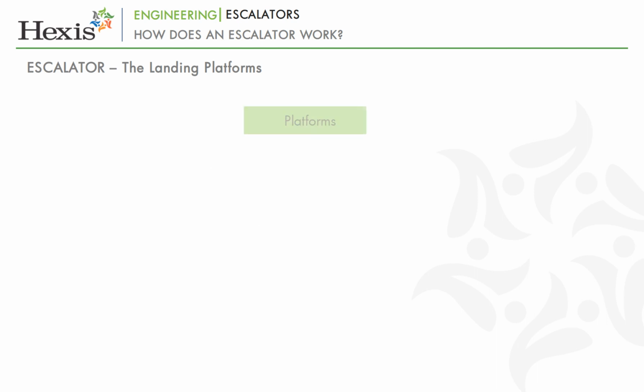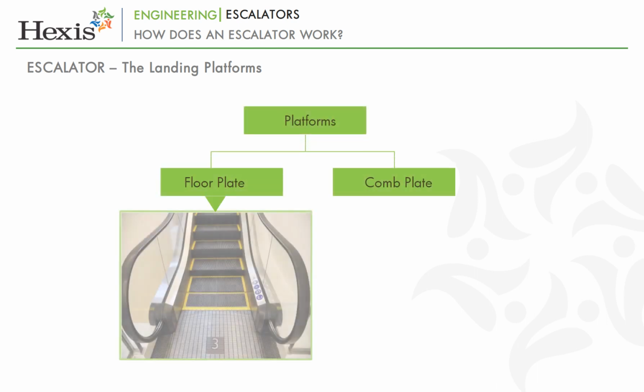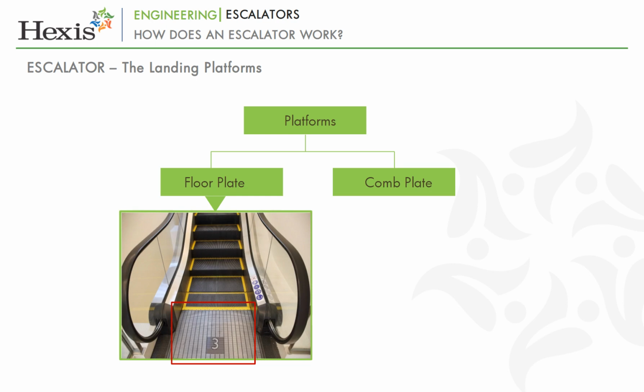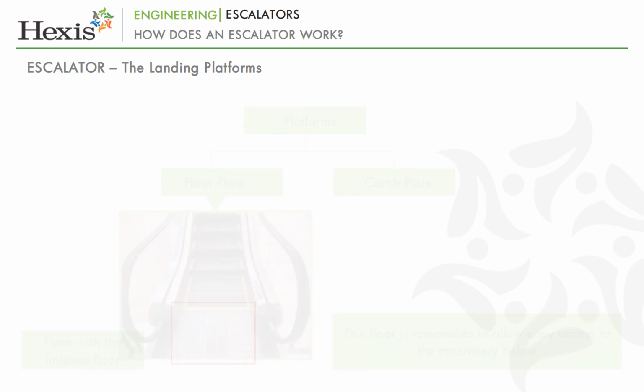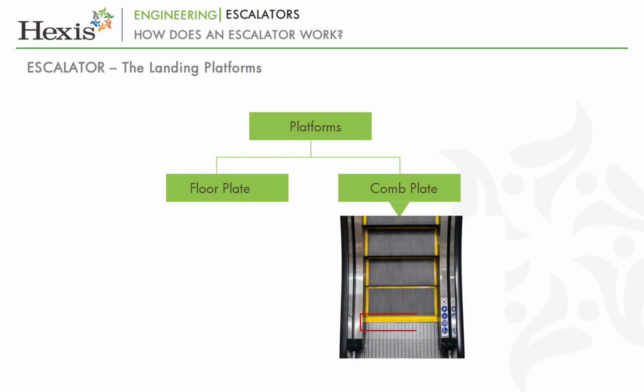In addition, the platforms contain a floor plate and a comb plate. The floor plate provides a place for the passengers to stand before they step onto the moving stairs. This plate is flush with the finished floor and is either hinged or removable to allow easy access to the machinery below. The comb plate is the piece between the stationary floor plate and the moving step.